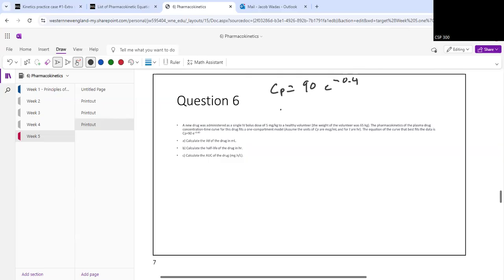So this is basically just this equation: C equals C0 e to the negative K times t. And what is C0? Very good. So we know that C0 equals 90. We know that K equals 0.4.